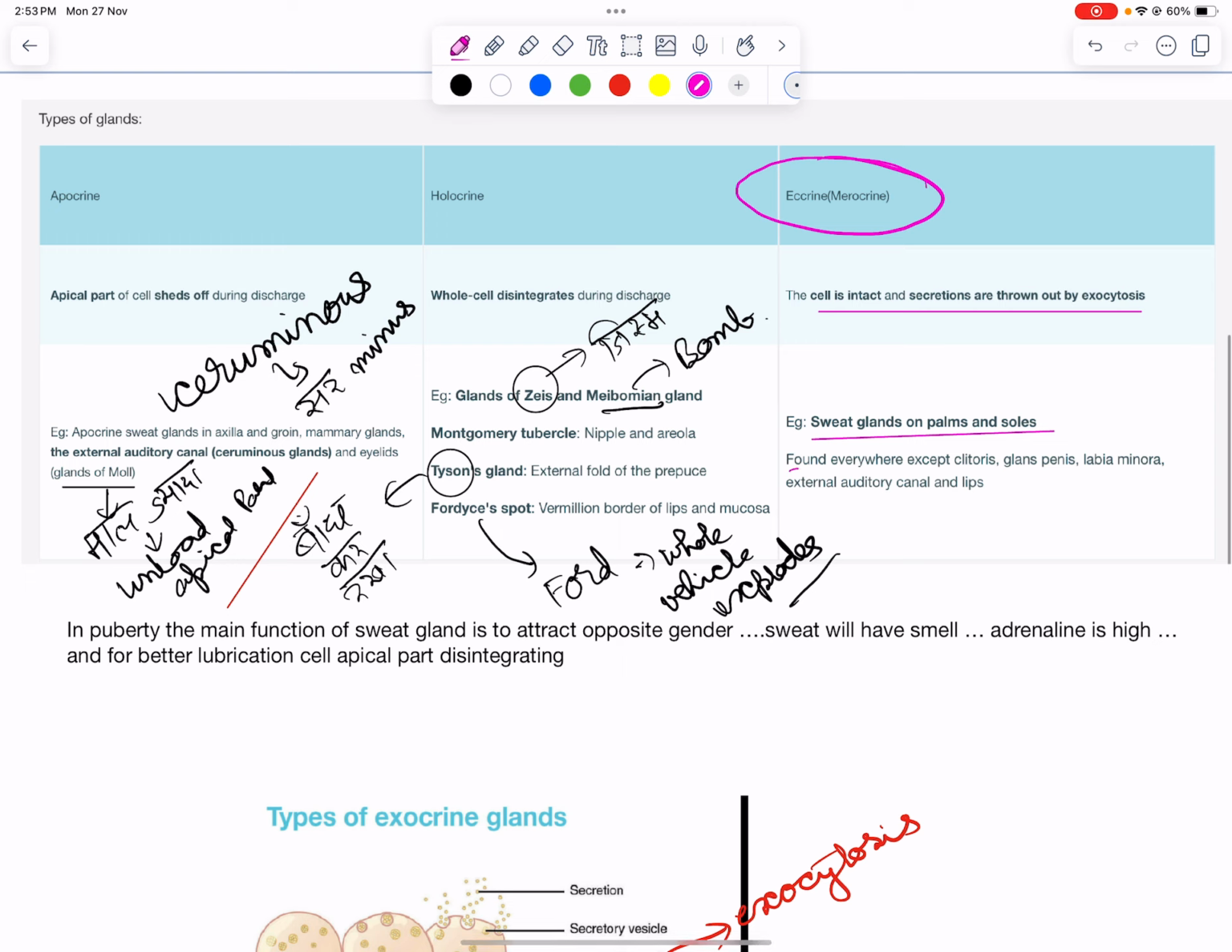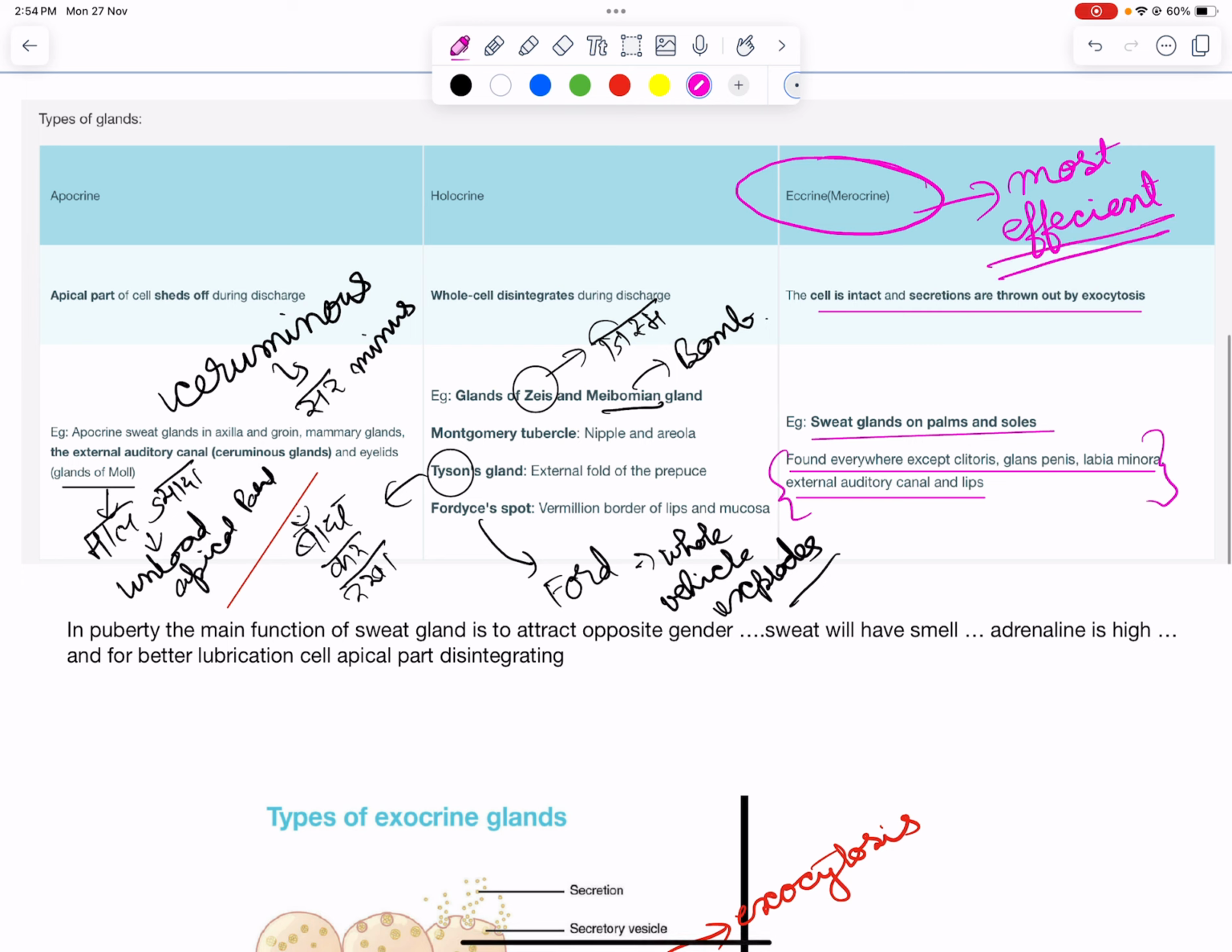And in the rest of the body it is found in the clitoris, glans penis, labia majora, external lips and lips. Leaving all these, we find merocrine because it is the most efficient form. See, the body will adopt the most efficient form, and here merocrine is the most efficient, so merocrine will be found.